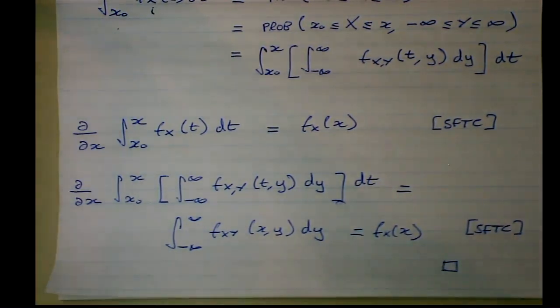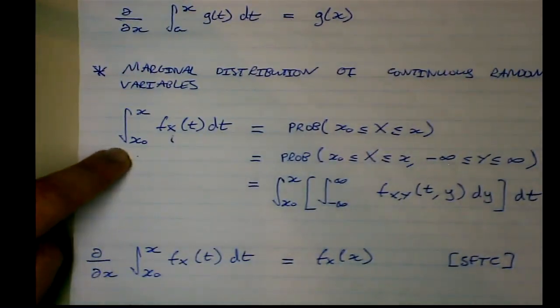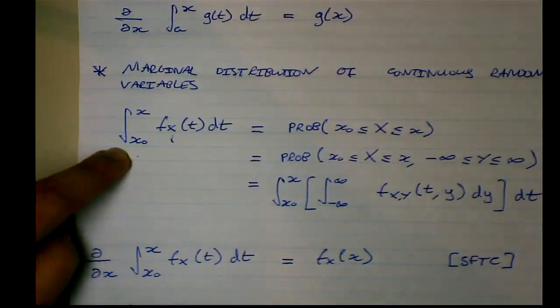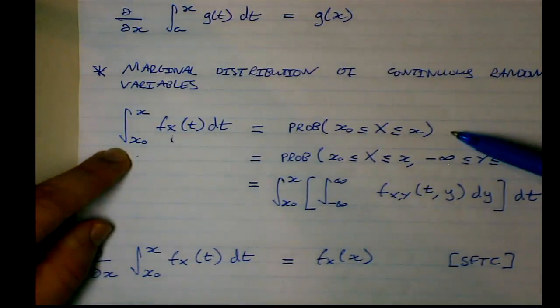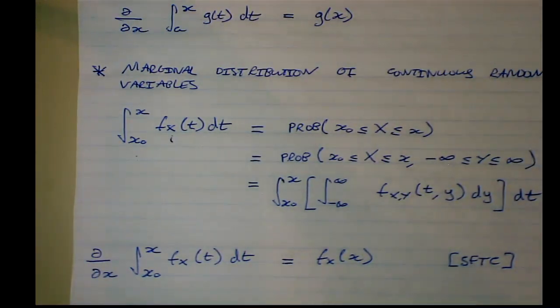So I'll just go through that again briefly to give you the steps. We start out with this. Why do we start out with this? Because we're going to apply the second fundamental theorem of calculus to it. This we can write as the probability that x is between x0 and small x. Now, we don't change anything when we say that x is between x0 and small x, and y is between minus infinity and plus infinity. Y has to be between minus infinity and plus infinity, right? So we don't change anything when we add that.